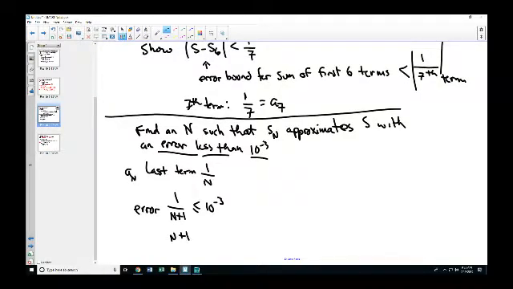N plus 1, what's it less than or equal to? No, equal to 1000. One over 1000 is 0.001? Yep. So it's 999. You're right. I didn't switch my signs. Okay, and there you go. So we have to have n greater than or equal to 999 to have an error bound of less than 1/1000. For the test tomorrow.